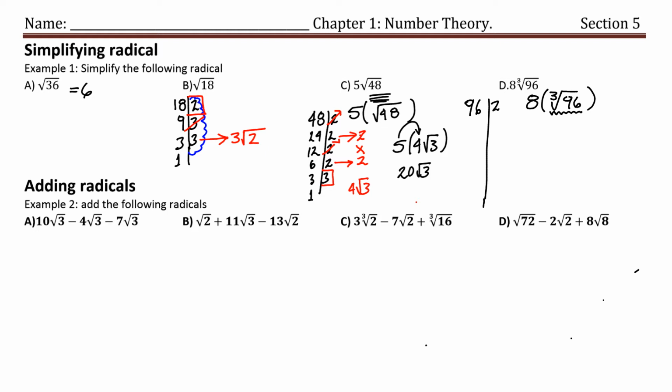So divide by 2, you get 4 and 8, then you get 24, then you get 12, then you get 6, and then you get 3.